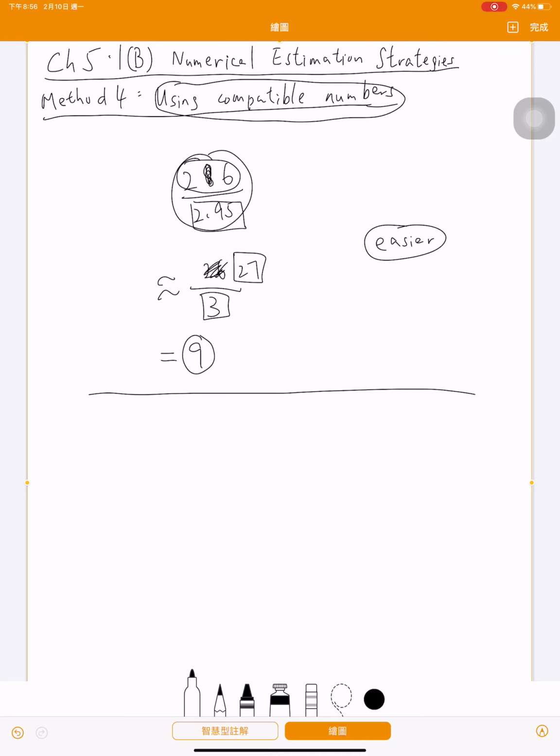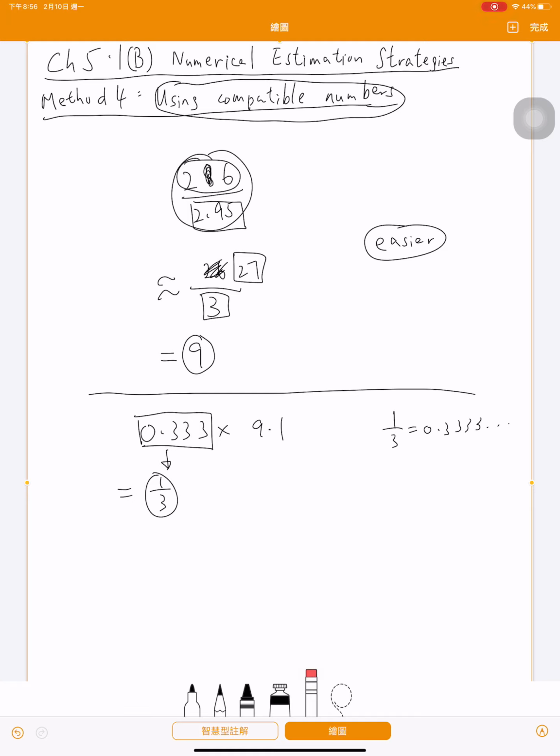For example, this one: 0.333 times 9.1. First of all, 0.333. If you have some sense of numbers, you know that 1/3 is about 0.33333. Yes, this is a recurring decimal, infinitely many 3s, right? So in fact, we can estimate this one as 1/3, right?